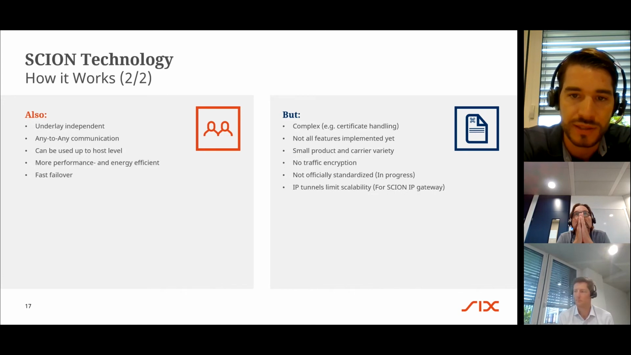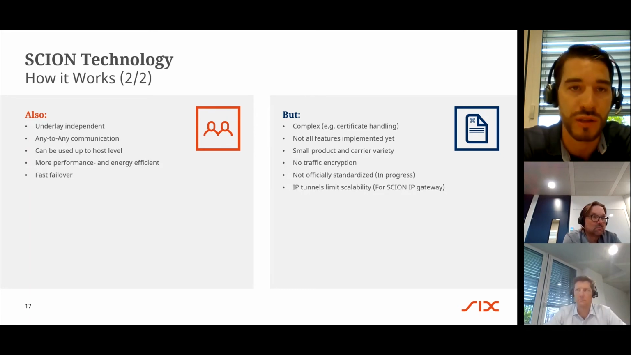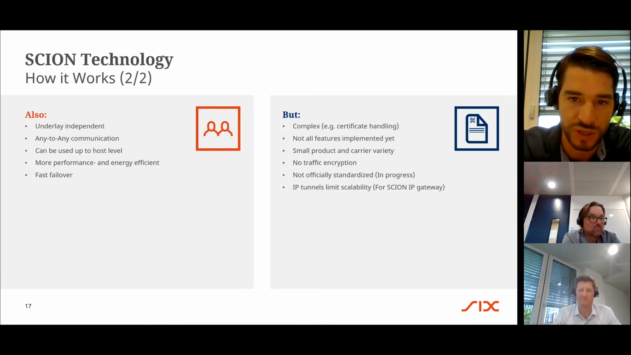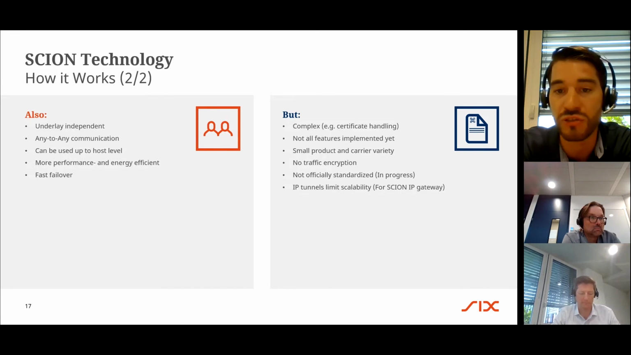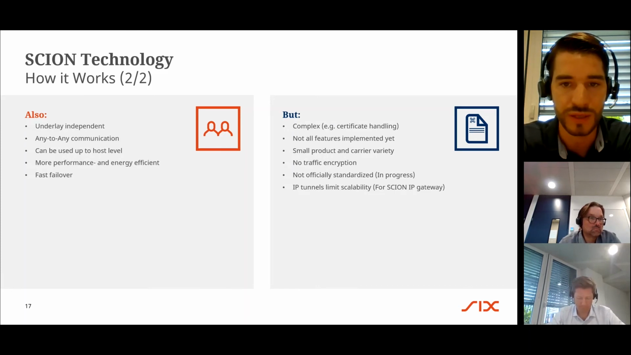And then the standardization process is also still ongoing. It's not completed yet. However, there have been big progresses lately, also due to the market adoption here in Switzerland, and they are really in contact with IEEE to formulate a standard. However, it's a bit difficult to formulate a whole standard, a whole framework with everything that belongs to it, compared to standardizing a feature. And that's also why it will still take quite some time until we see a final standard for SCION technology as a whole.